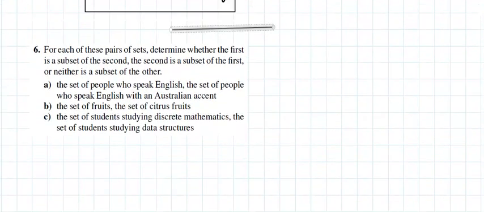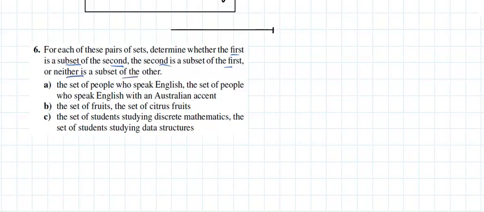Now, get to the next problem. Okay, we have 6, so we're running back really quick. For each of these pairs of sets, determine whether the first is a subset of the second, the second is a subset of the first, or neither is a subset of each other.